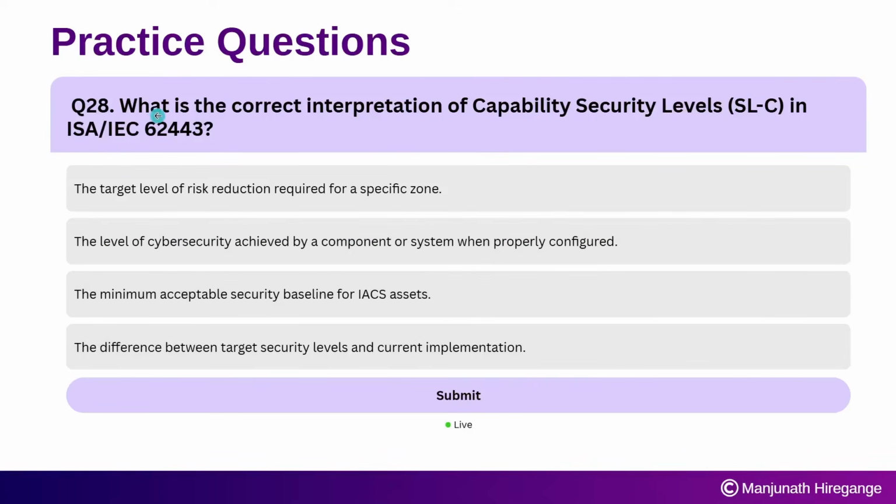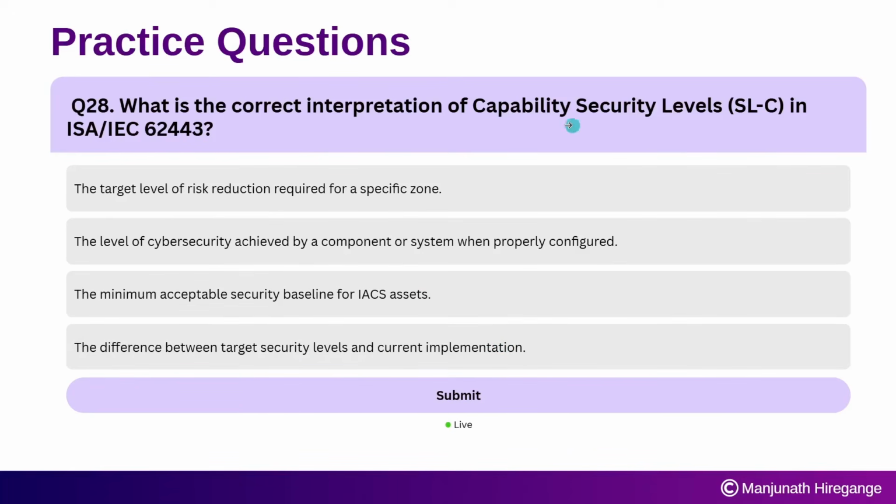Question number 28. What is the correct interpretation of capability security levels SLC in 62443? The target level of risk reduction required for a specific zone, the level of cybersecurity achieved by a component or system when properly configured, the minimum acceptable security baseline for IACS assets, the difference between target security levels and current implementation. So you have to be very careful in remembering this.